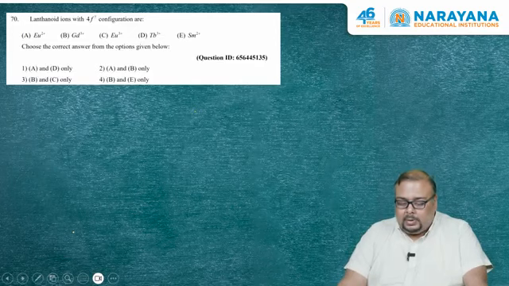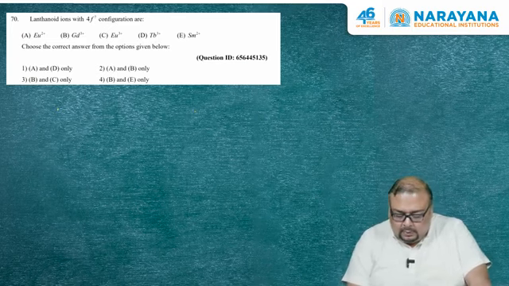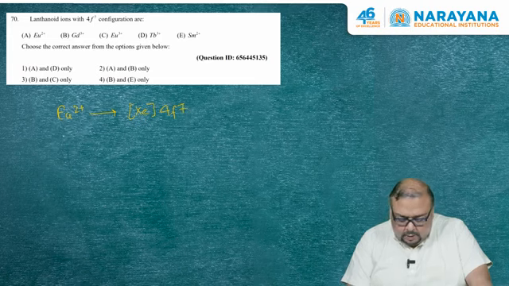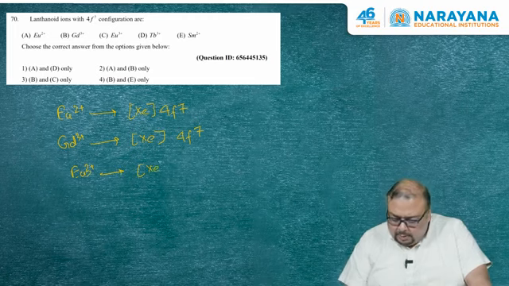Okay. Question number 70. Lanthanide ions with a 4f7 configuration. So first we write the configuration of Eu2+. Configuration will be xenon 4f7. For gadolinium 3+, the configuration will be xenon 4f7. For Eu3+, now obviously if Eu2+ is 4f7, Eu3+ will be 4f6.